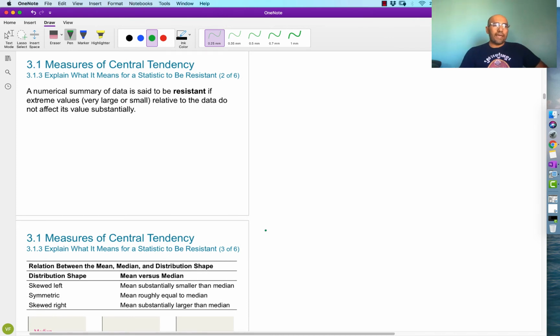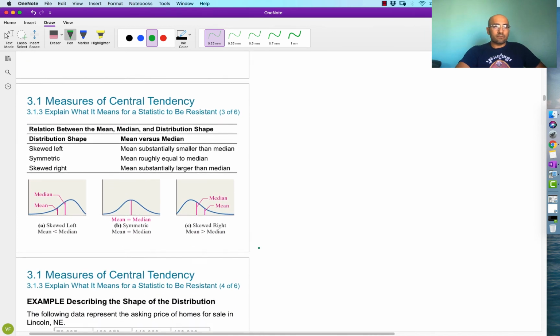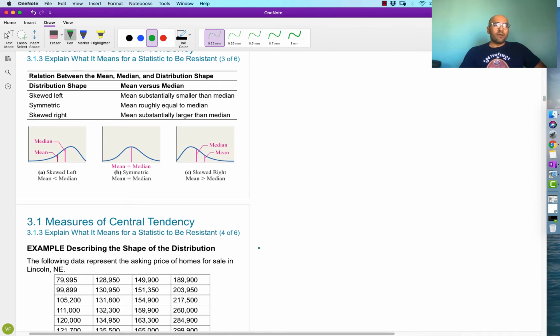Okay, so a numerical summary of data is said to be resistant if the extreme values, the very large or the very small, relative to the data, do not affect its value substantially, right? It might have a small impact, but just not a dramatically large impact. Relationships between the mean, the median, and the distribution of the data.